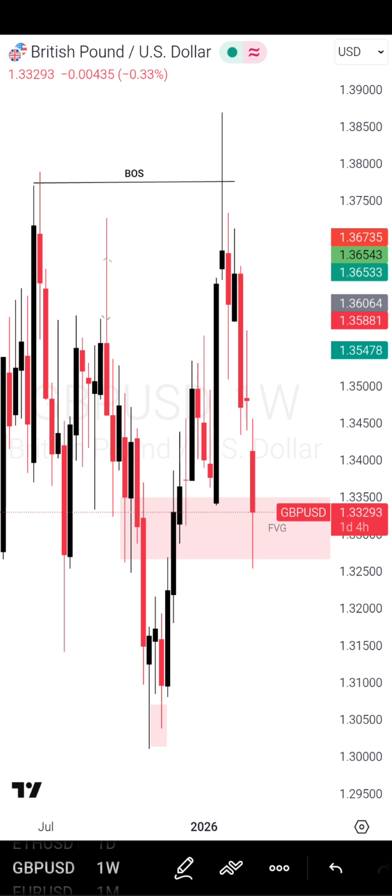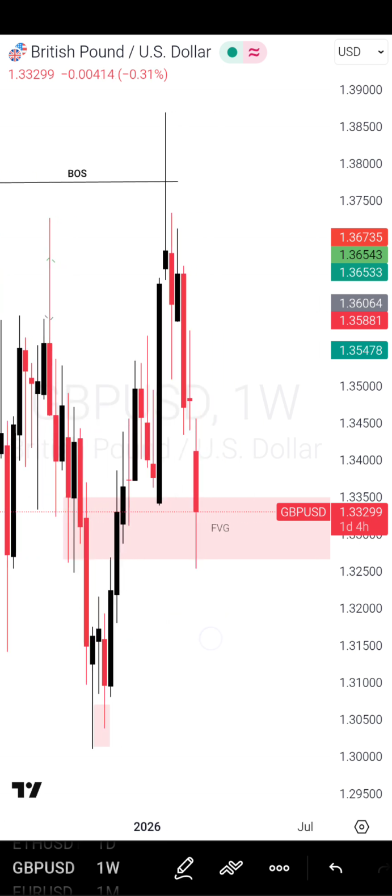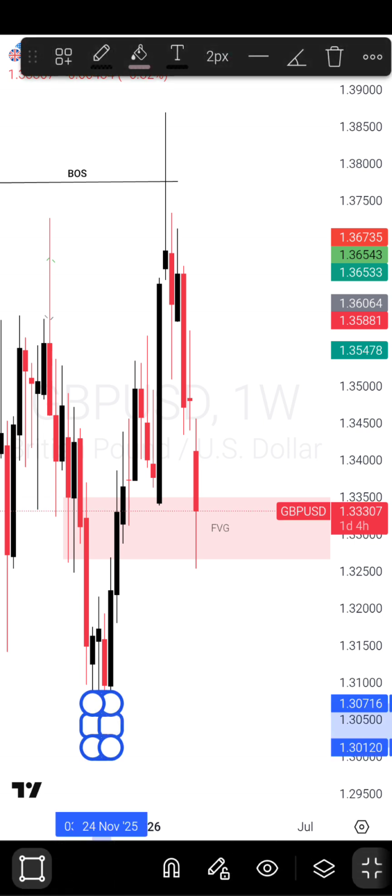Now, this is the only thing I can see on the weekly time frame, except for the fact that I can refine this FVG on the weekly time frame to be smaller, but then I don't want it to be smaller. I just want to leave it that way.